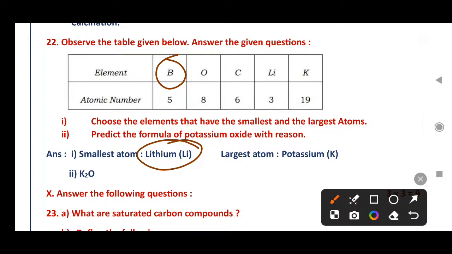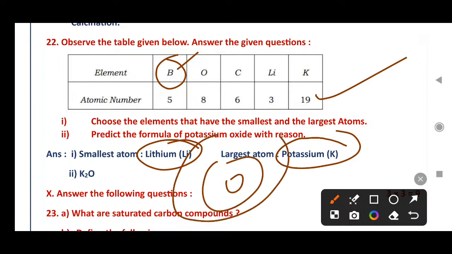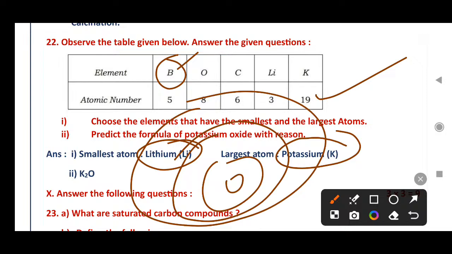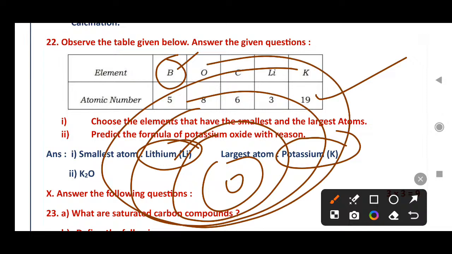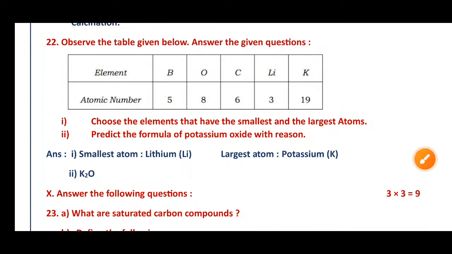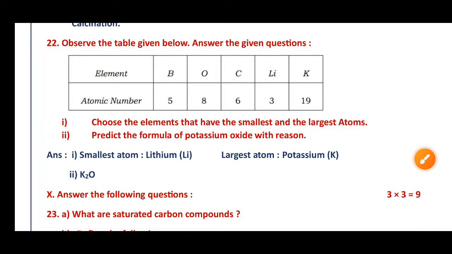Choose the element that has the smallest: boron, and the largest atom: potassium. That's right, there is no doubt. Because the number of shells increased: 1s2 2s2 2p6 3s2 3p6, 18, 4s1, 4 shells will come. That's why this is right. Predict the formula of potassium oxide with reason. Potassium oxide, K2O.